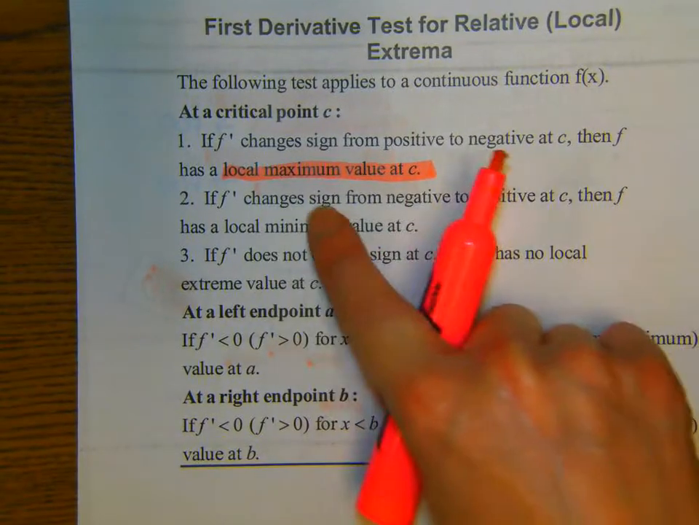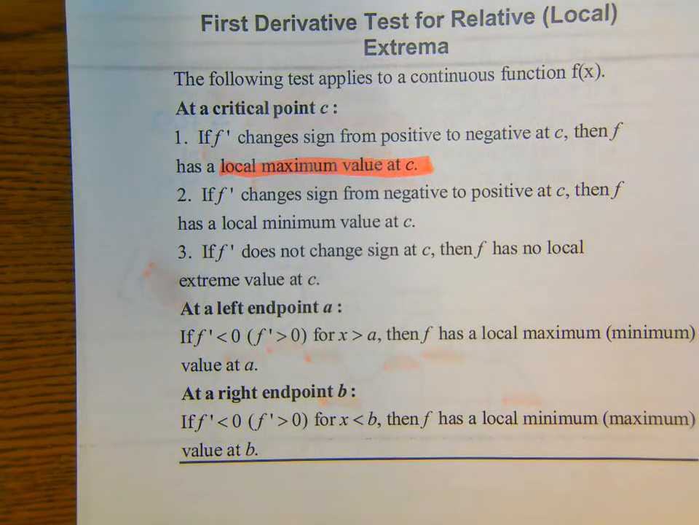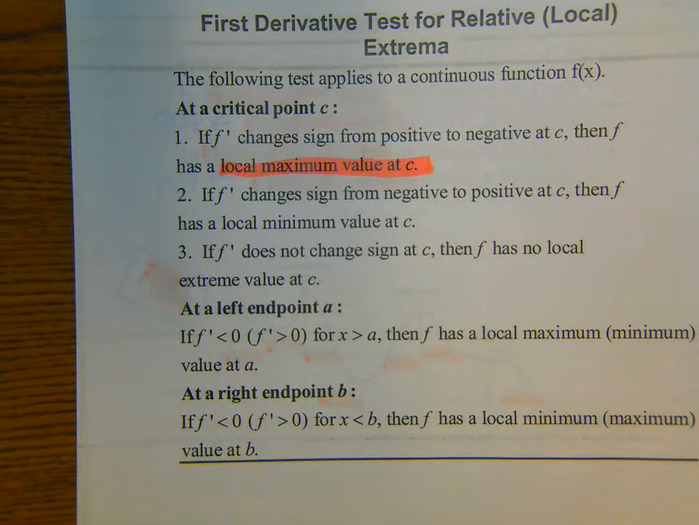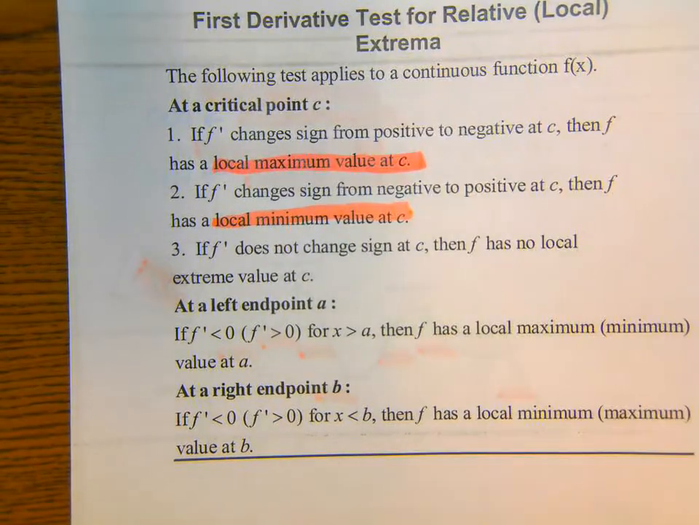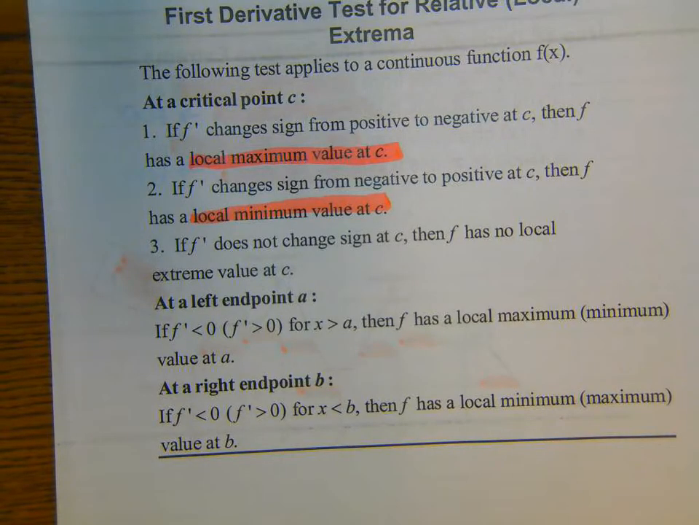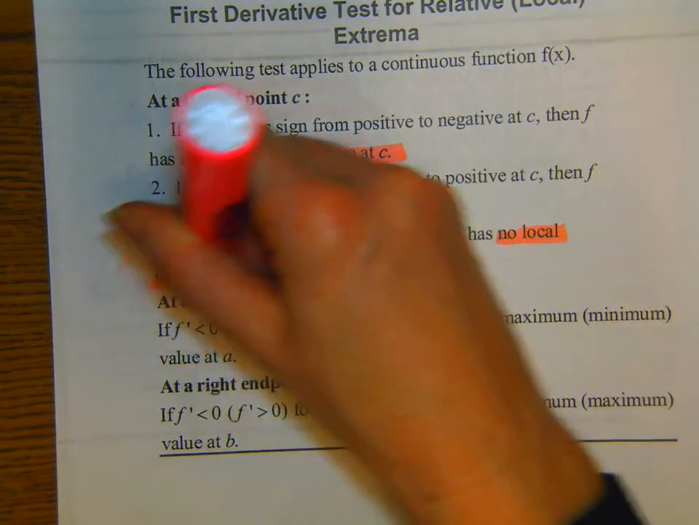If f prime changes sign from negative to positive, what that means is negative means the function's going down to positive. What occurs? A local minimum. If the function doesn't change sign, so watch what happens. So the function, let's say, was increasing. Its slope goes to 0 for 1 point, but still increasing. Is that an extrema? So if f prime does not change sign at c, then f has no local extrema there.